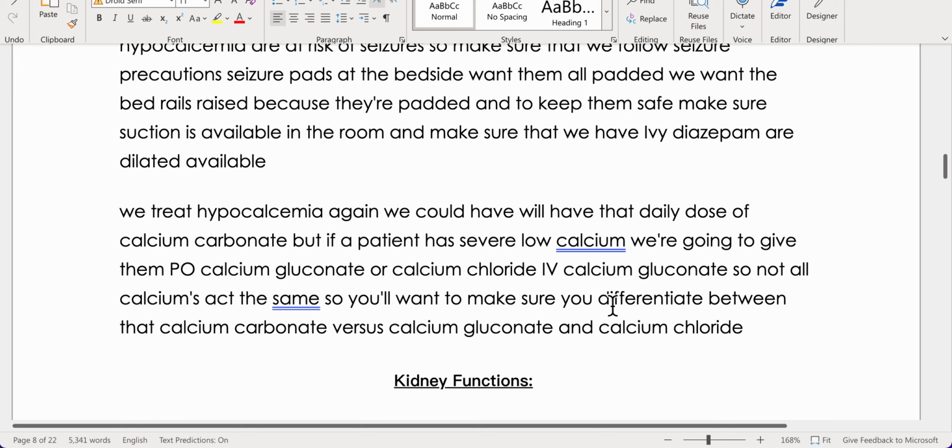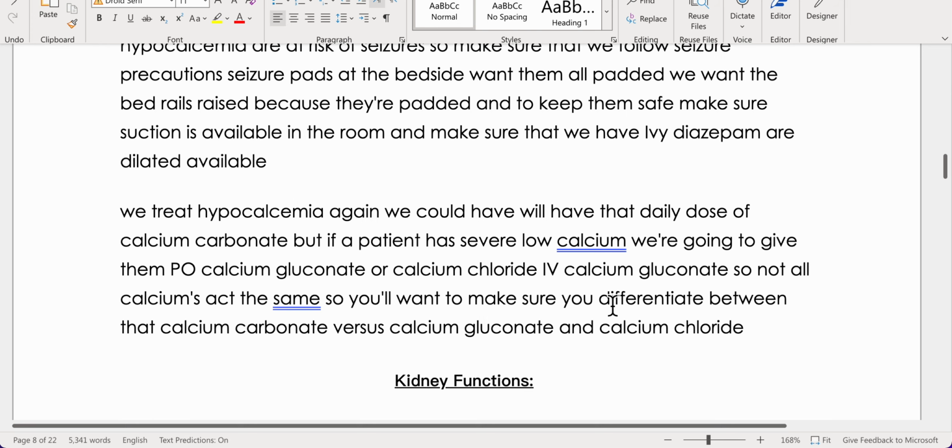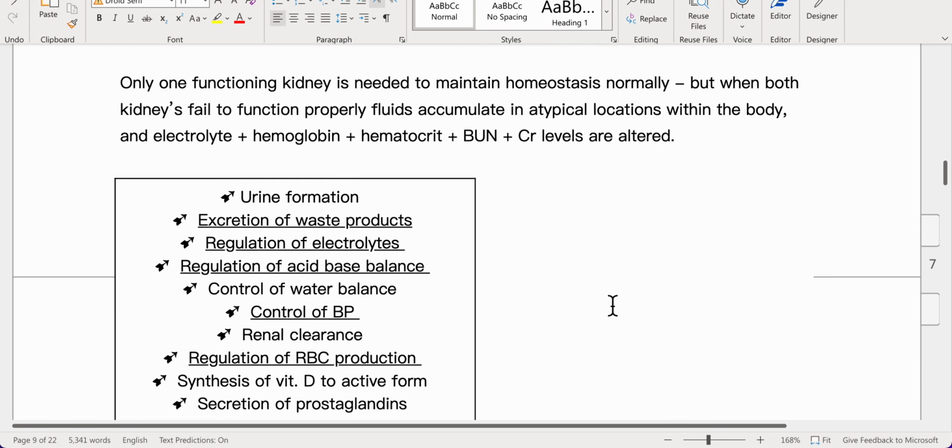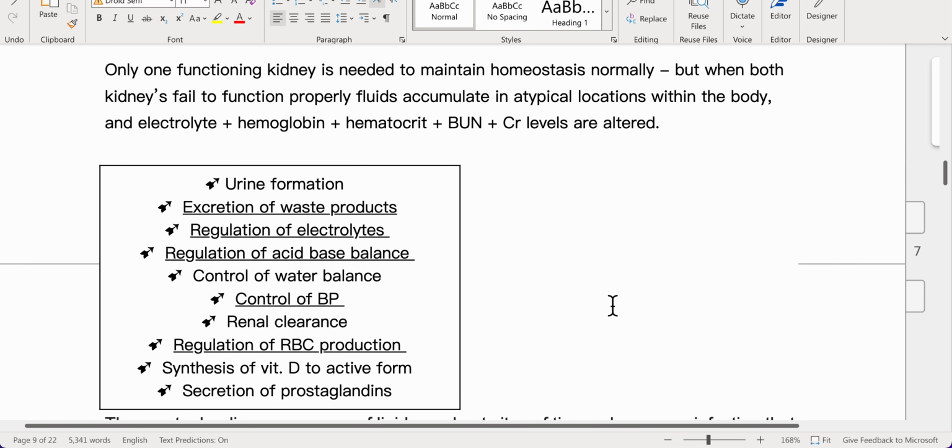Kidney functions: urine formation, excretion of waste products, regulation of electrolytes, regulation of acid-base balance, control of water balance, control of BP, renal clearance, regulation of RBC production, and synthesis of vitamin D to its active form.